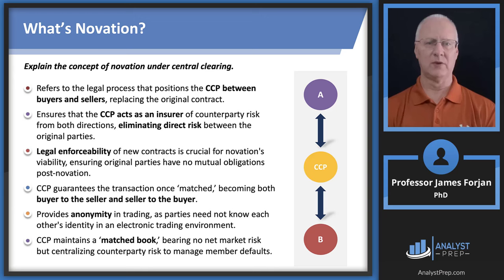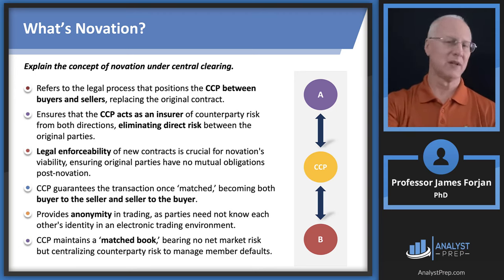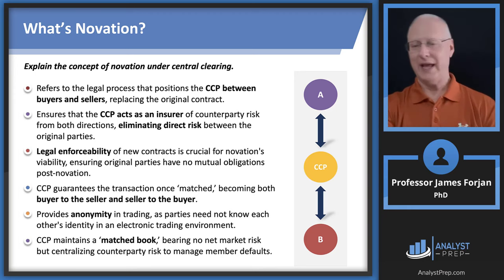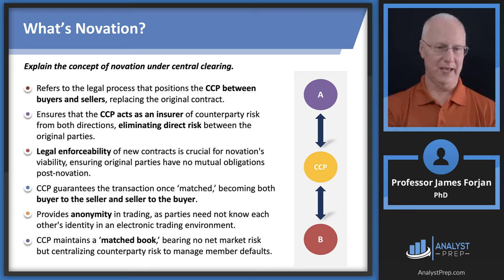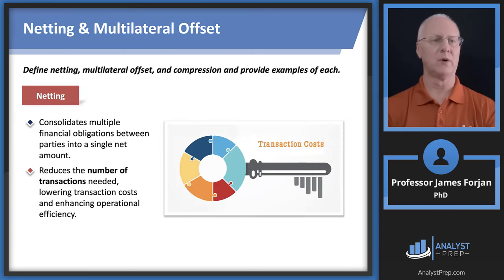So look at some of these bullet points. CCP between buyers and sellers, yeah, we talked about that. Eliminating direct risk: the central counterparty acts as an insurance company or as an insurer. This is a legal and binding contract. Yeah, that makes perfect sense. So they're matched. A up top is going to be a contract for a credit default swap, and B down below is going to be a contract for a collateralized debt obligation. So there has to be matching. There's anonymity. Nobody knows A and B. They don't know each other.